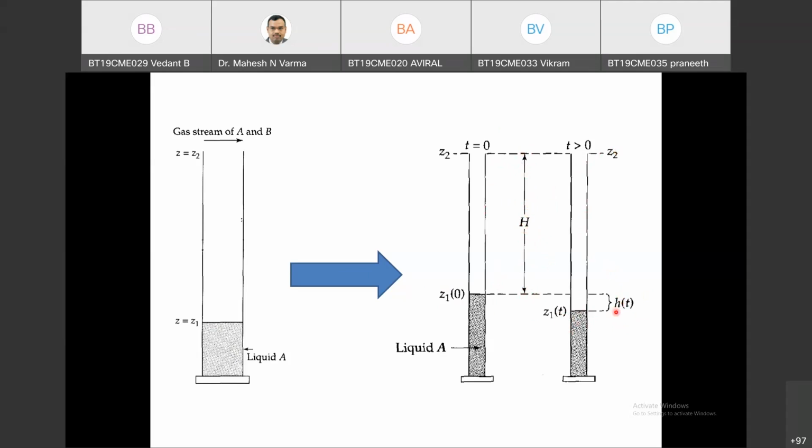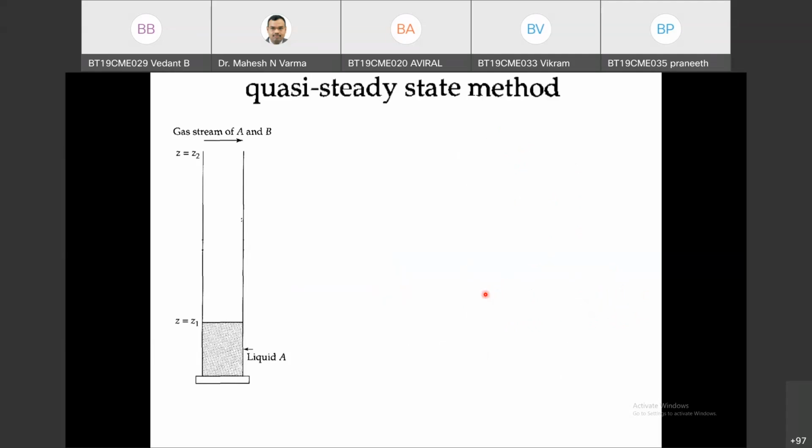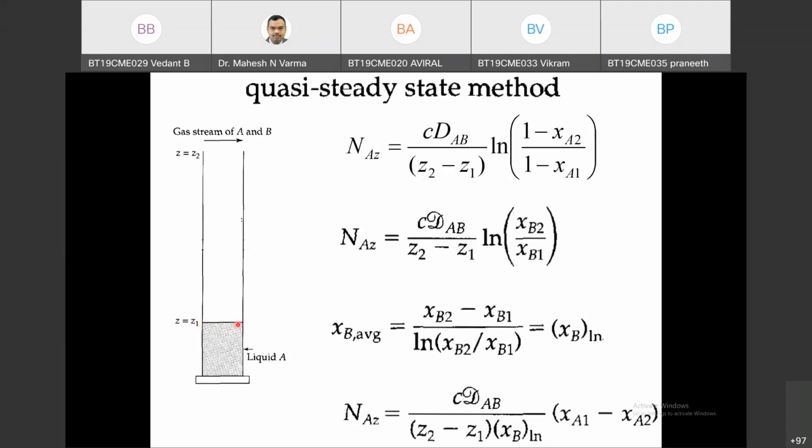So to solve this problem, instead of considering a steady state, where this would also be constant, I will assume quasi steady state. Quasi steady state assumes a sufficiently small time in which this Z1 is constant. Instead of calling it steady state, I will call it quasi steady state. So for a time t very, very small, such that the variation in Z1 is negligible, I will get the same flux profile. This is the concentration profile, and this is the flux profile in quasi steady state.